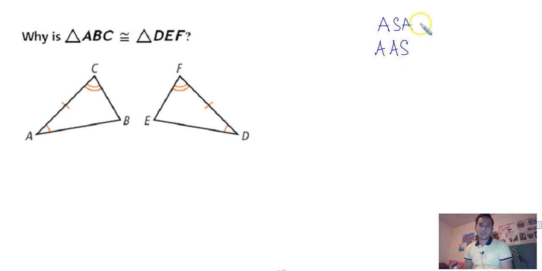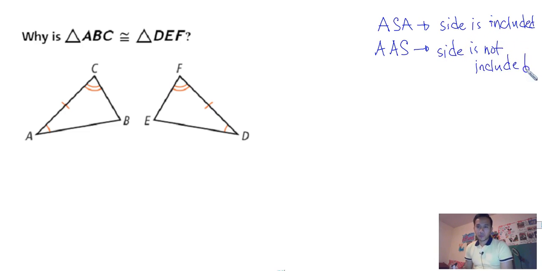The only difference is that for the first one, ASA, the side is included, and for the other one, AAS, the side is not included. In this video, I'm also going to explain how you are going to identify if the side is included or not included.